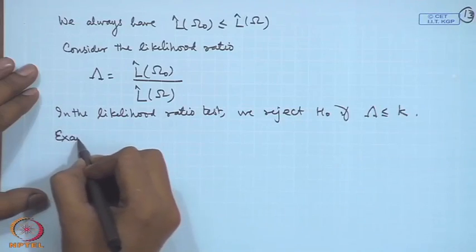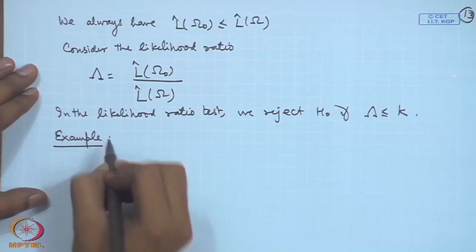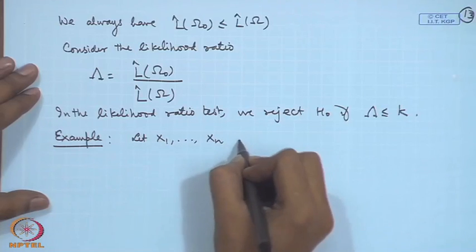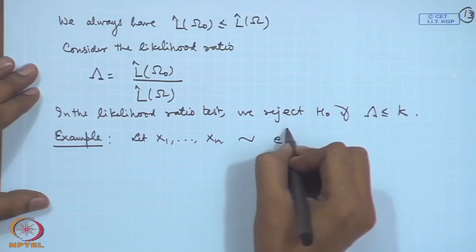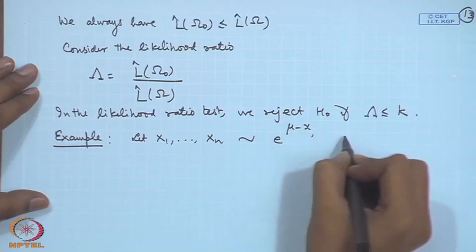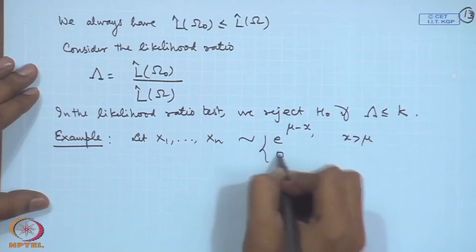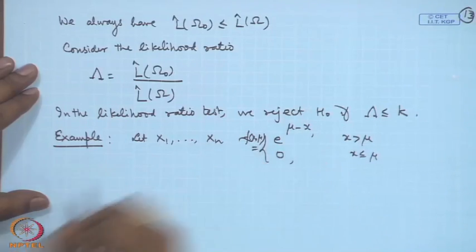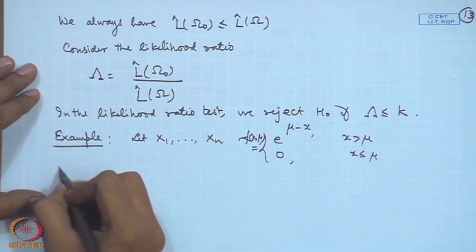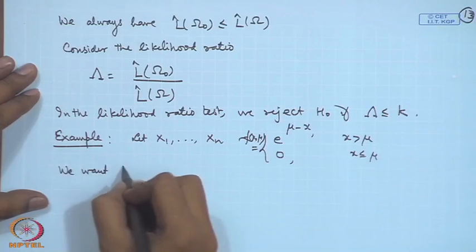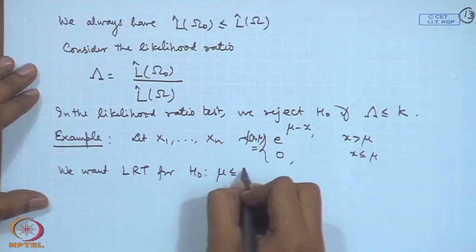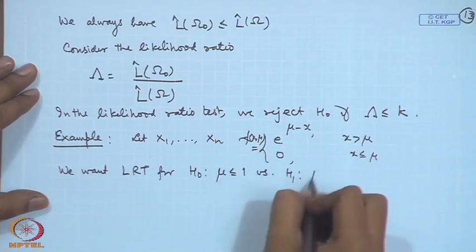Let us consider an example here. Say x1, x2, xn follow exponential distribution with parameter say mu. This is where f x mu. Okay. Now, let us consider say we want likelihood ratio test for say H0: mu less than or equal to 1 against say H1: mu greater than 1.